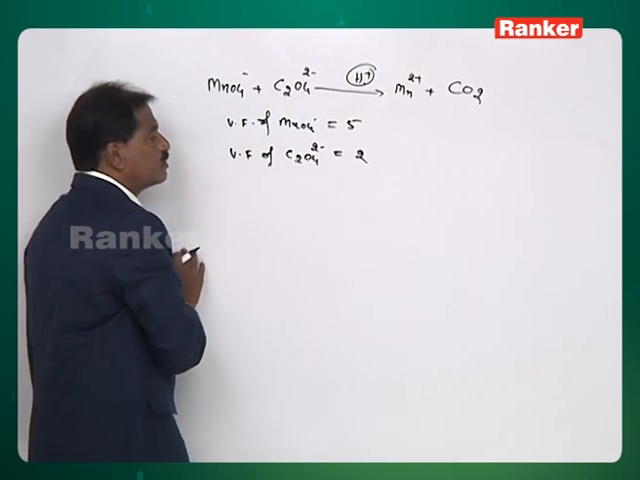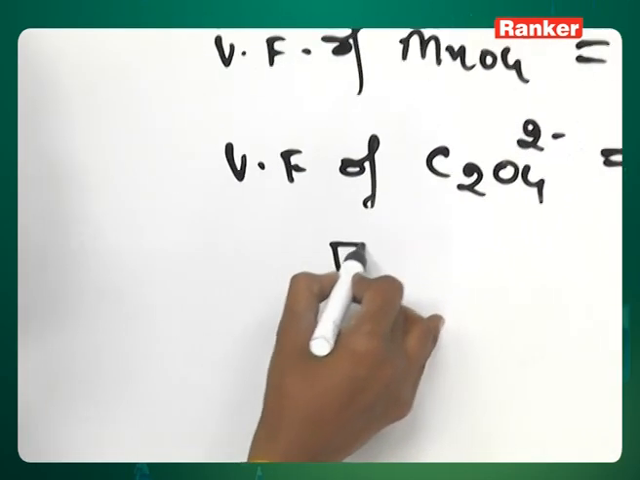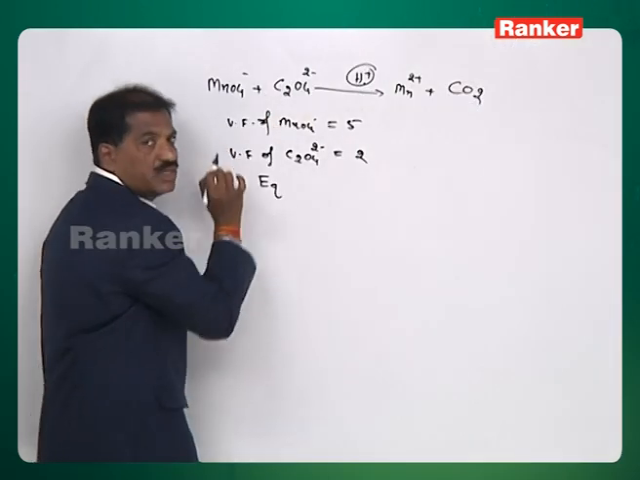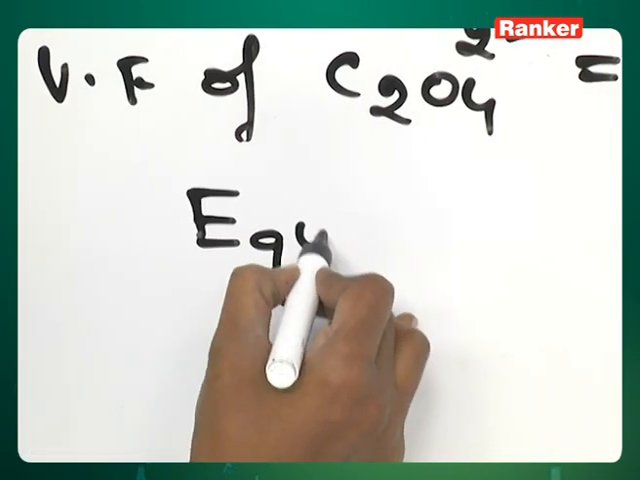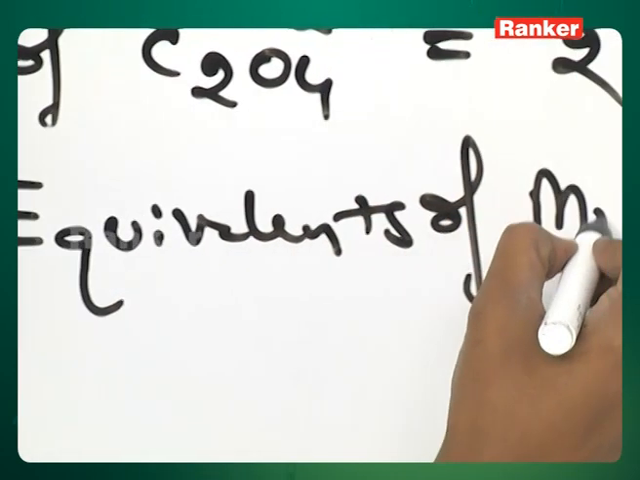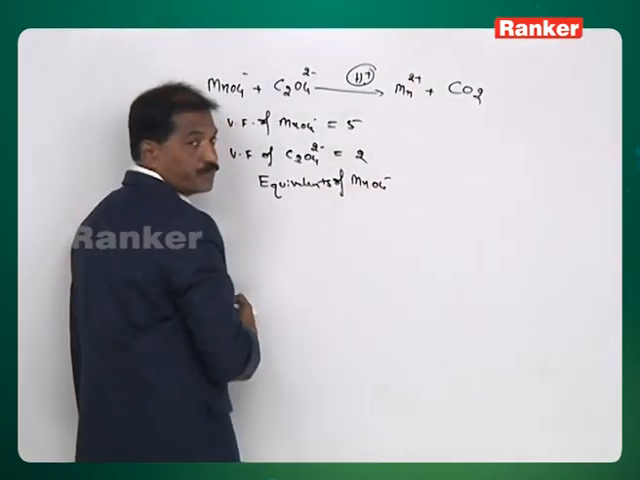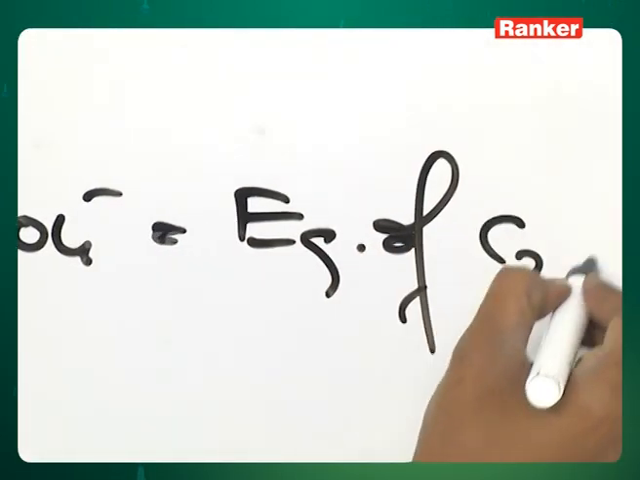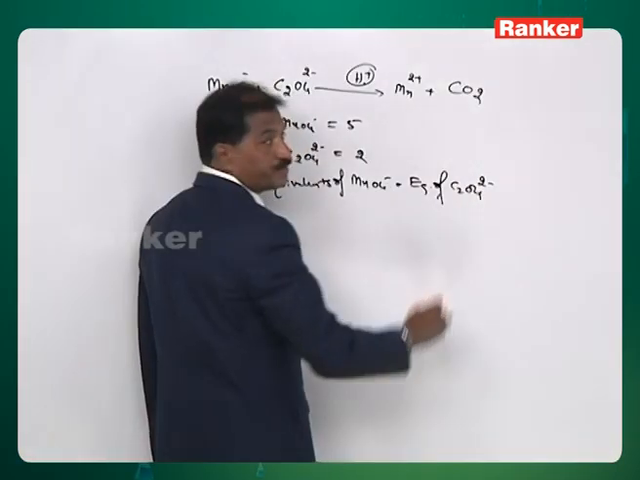So, if you remember the valence factor of certain well-known species, we can easily proceed to simplify the numericals. Next, in every redox reaction, the equivalence of the first reactant is always equal to the equivalence of the second reactant. Therefore, equivalence of MnO4 minus is equal to equivalence of oxalate.